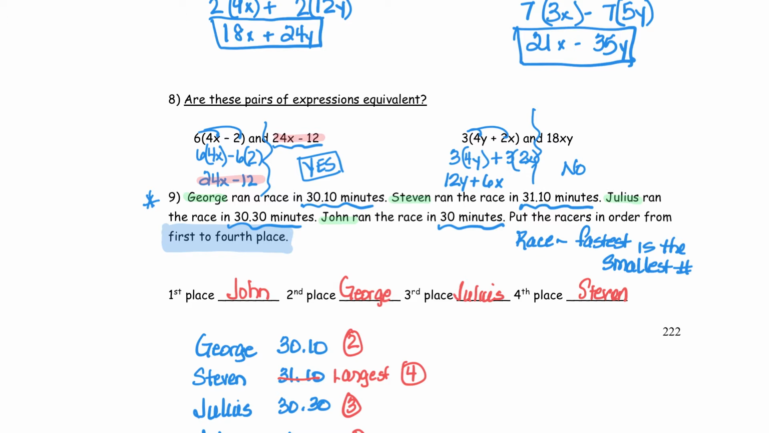Yes, it is. Again, for the next one, 12y plus 6x. Is that the same as 18x? And the answer is no. You cannot combine like terms with adding. You can multiply, but you cannot add.